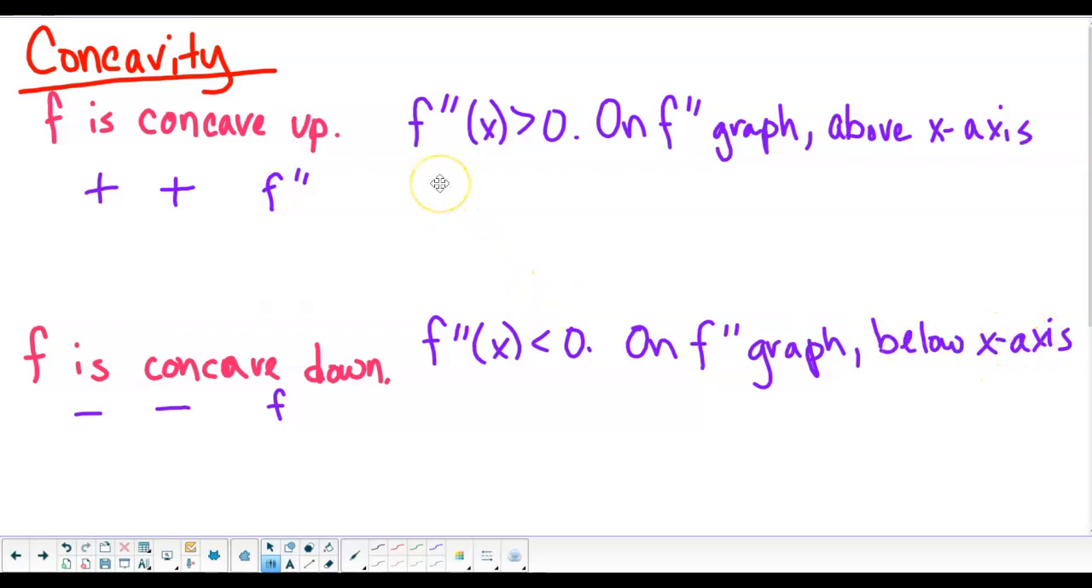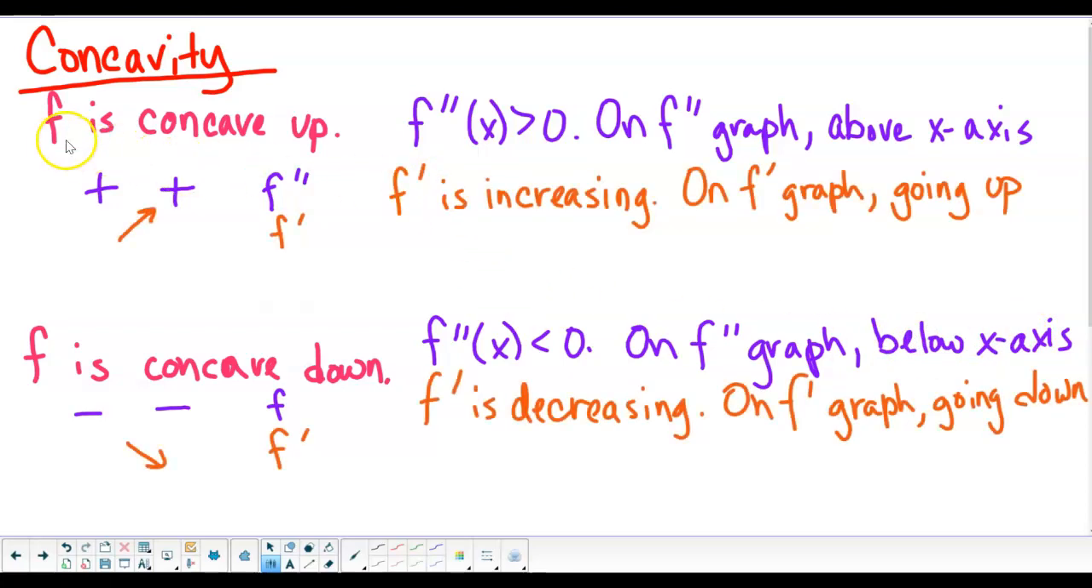But how does that relate to the first derivative? So if f is concave up, that means my function's derivative, f prime, is increasing. And on the graph of f prime, that means those points would be going up.